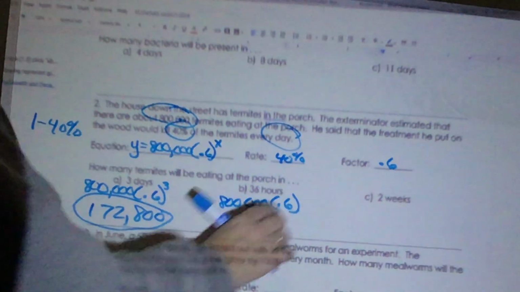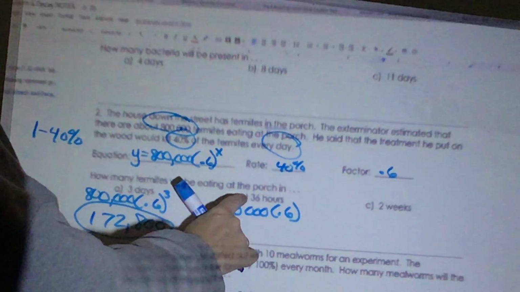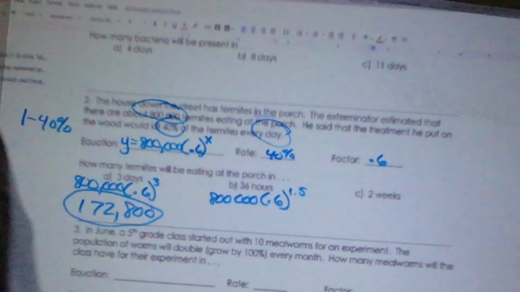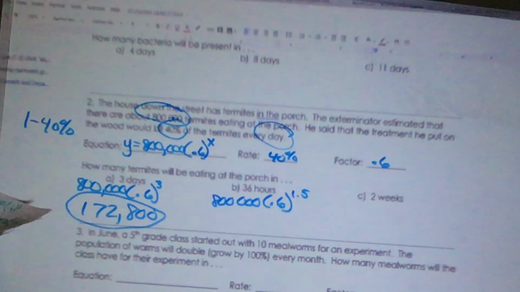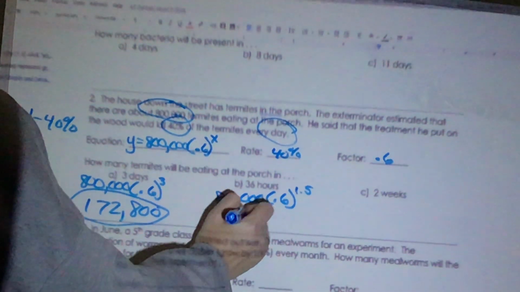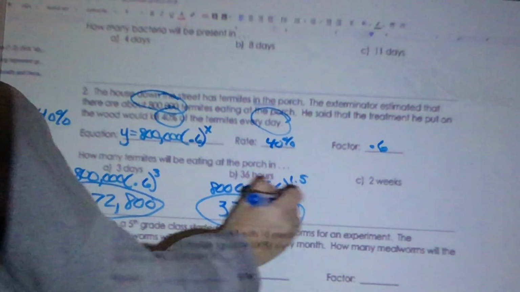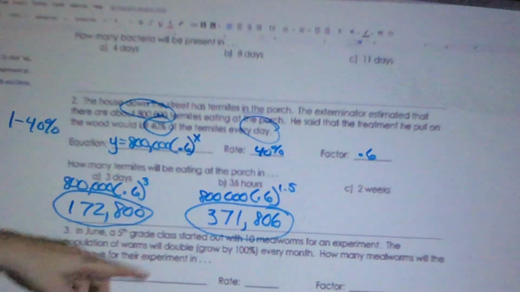For this one, we're going to plug in the equation for our exponent. If it's 36 hours, that would be a day and a half. So we're going to put 1.5 in as the exponent. And if you do that, you should get 371,806. So after a day and a half, it would be down to 371,806.